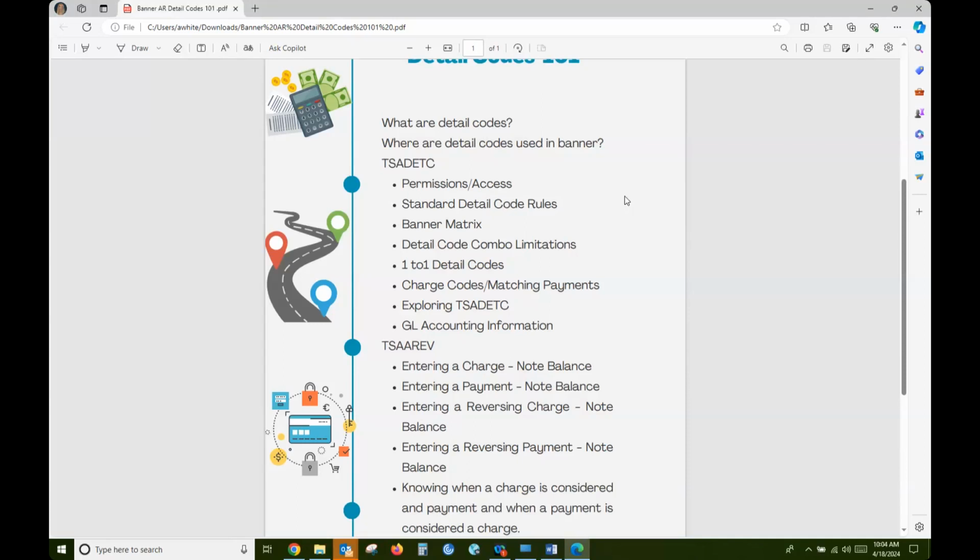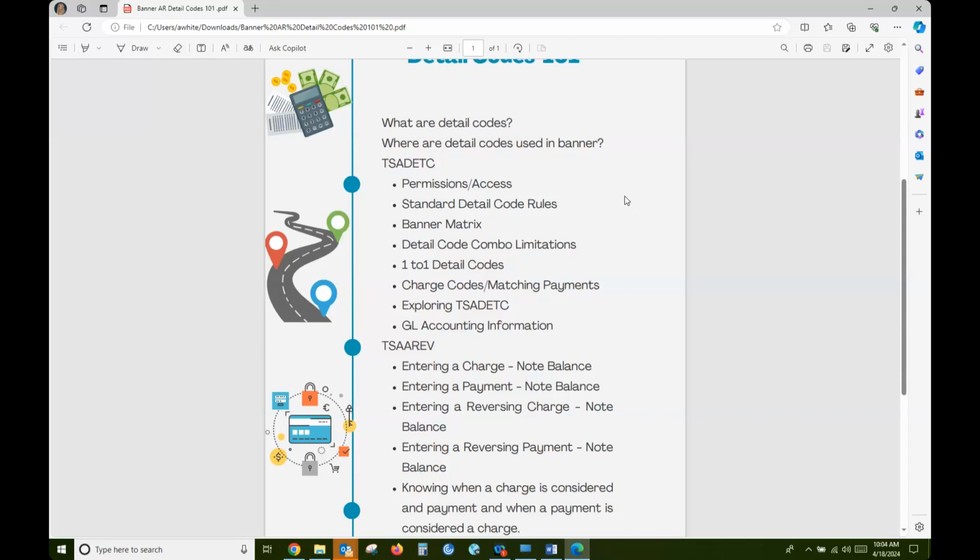So we're going to talk about what is here on the agenda. We're going to talk about what detail codes are and where detail codes are used in Banner. We're going to go over the TSADETC form, and then we're going to look at TSAAREV because you guys use TSAAREV a lot.